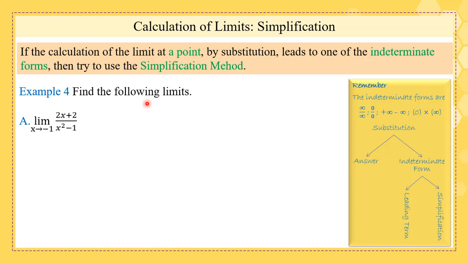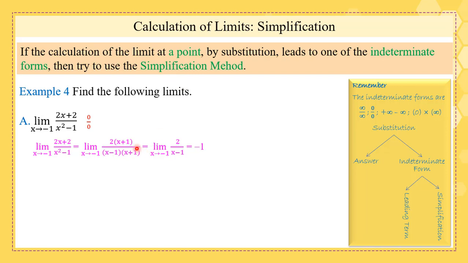If we want to find the limit of this quantity, and this is the limit at a point as you see, if we substitute, we get 0 over 0. Now this is one of the indeterminate forms. We cannot here use the leading term. We have to use the simplification method, which states that we try to factorize the numerator alone and the denominator alone. And in this case, if we factorize, we get 2 times x plus 1 in the numerator and x minus 1 times x plus 1 in the denominator, and then we simplify, and from here comes the name of the method.